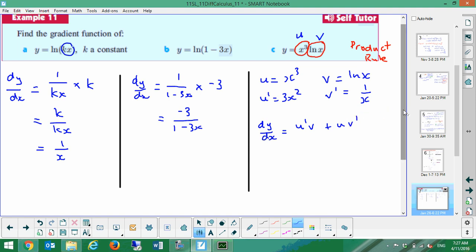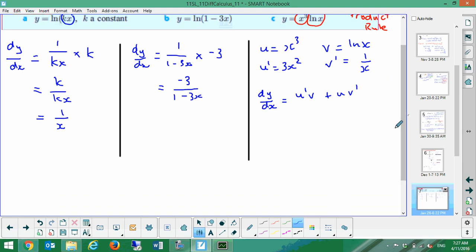And what's nice about the product rule, it doesn't particularly matter what order you multiply them and add them. Let's just stick with that pattern. So we want u dash times v, and then we want u times v dash. So we're going to have 3x squared ln of x plus u is x cubed times 1 over x, which is v dash.